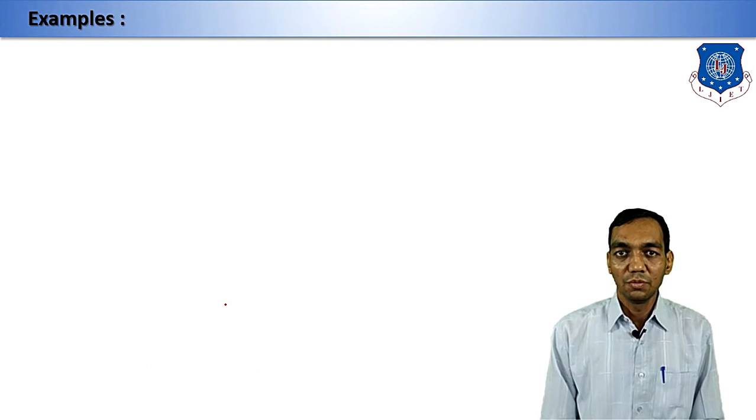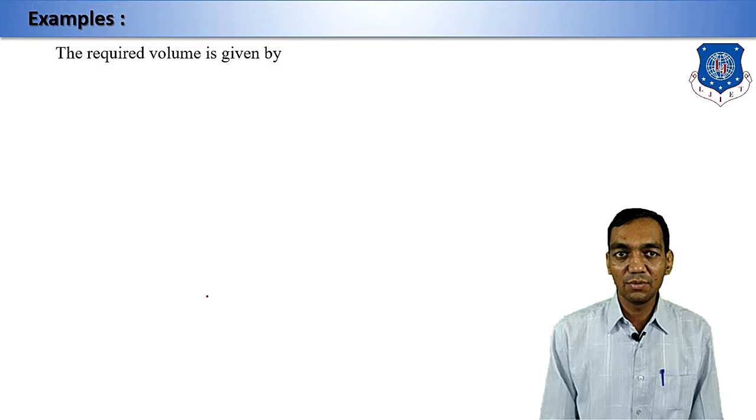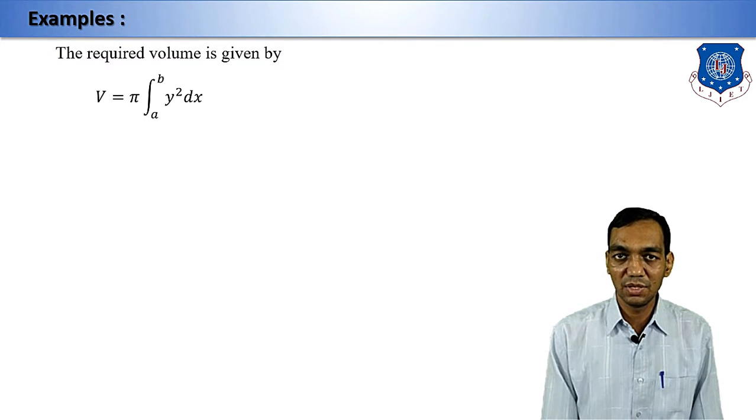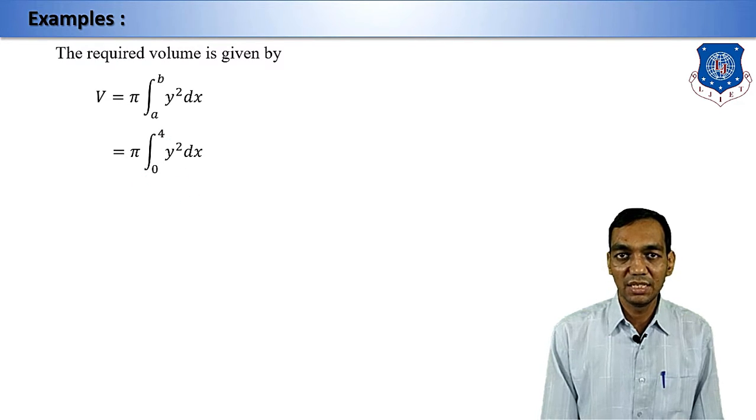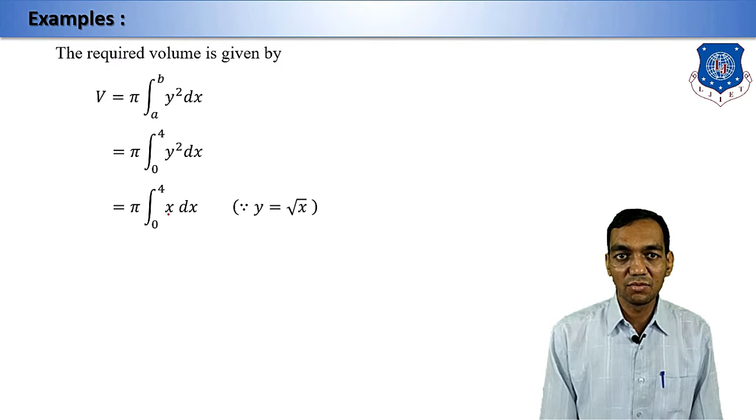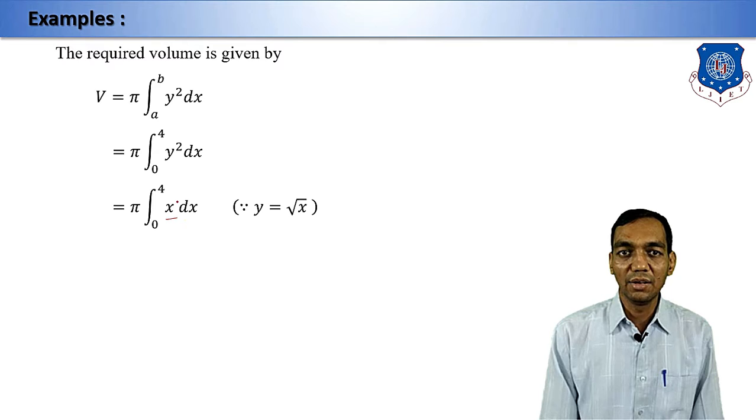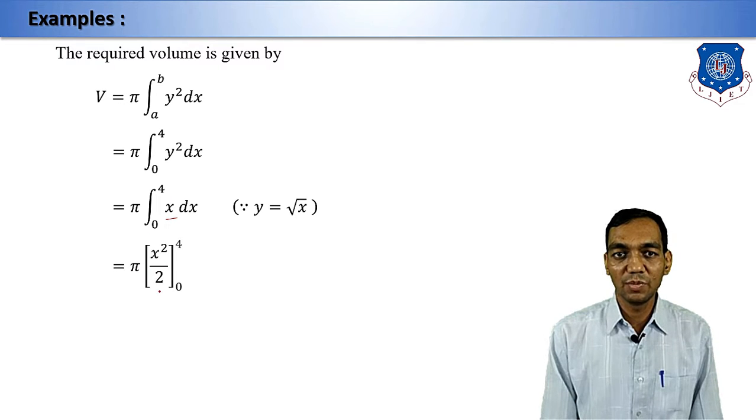So your formula is going to be V is equal to pi into integration a to b y square dx. That means pi into integration 0 to 4 y square dx, because x is between 0 to 4. And y is nothing but root x, so y square will be x, correct? Now integrate this, that will give you x square by 2, and put the limit, and that will give you pi into 8 minus 0. That means you have the answer 8 pi.